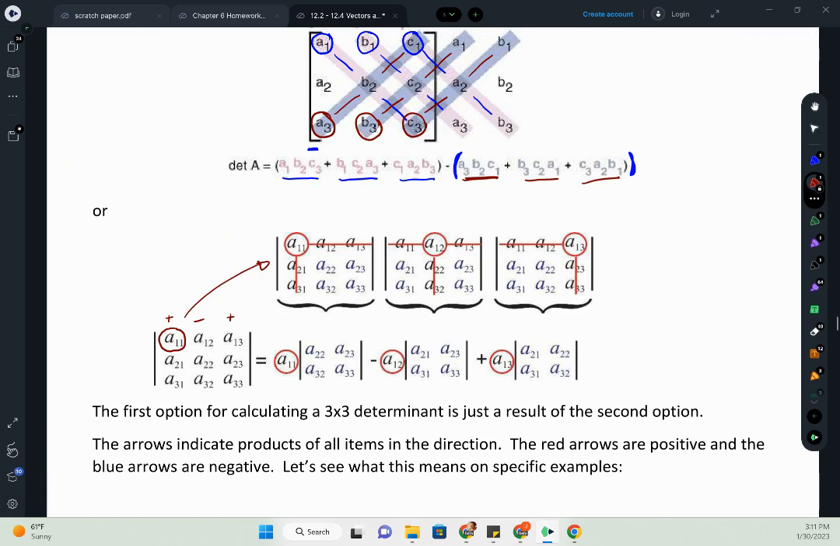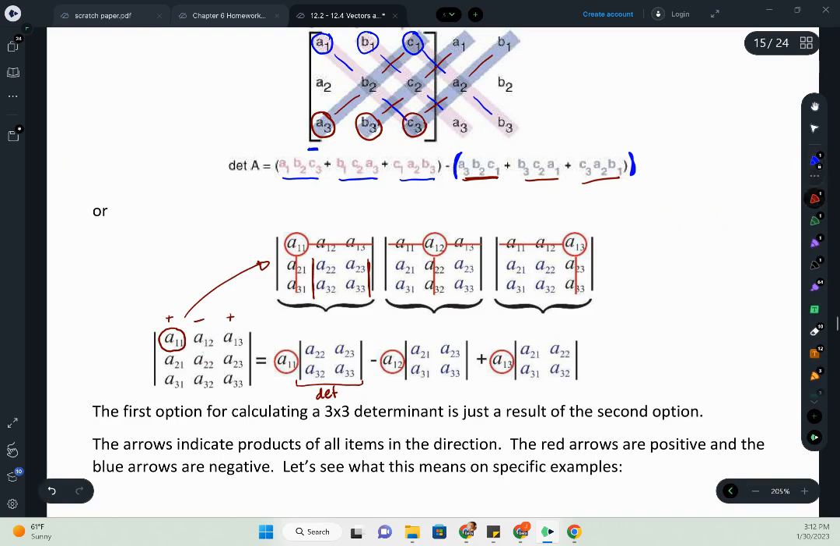So I circle A11, I cross out the column that it's in, I cross out the row that it's in, and that leaves behind this A22, A23, A32, and A33, and I still have to find a 2 by 2 determinant of that. And then once I find that determinant, that's right here, I'm going to multiply that number by the A11. Then I move over to A12.